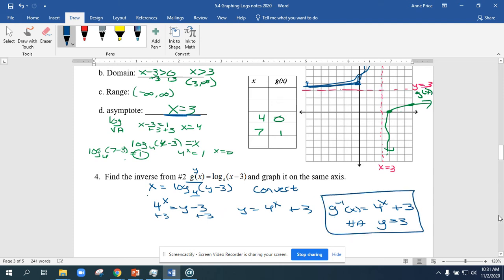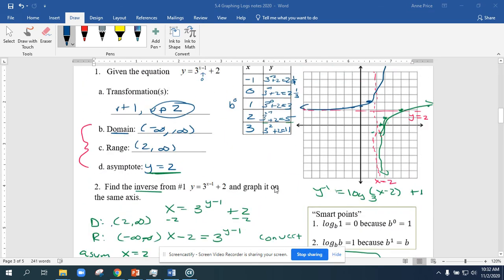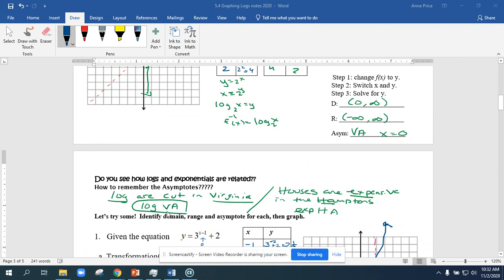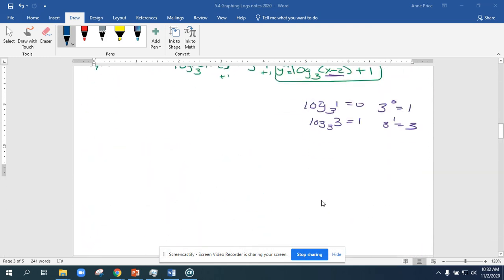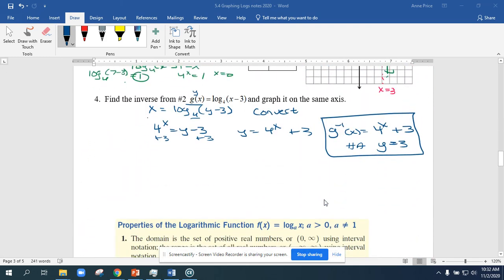If you want to memorize it, a saying is: logs are cut in Virginia. Logs have vertical asymptotes, houses are expensive in the Hamptons. Again, a student came up with that. Hopefully that helps you. If not, you can come up with your own saying or phrase.